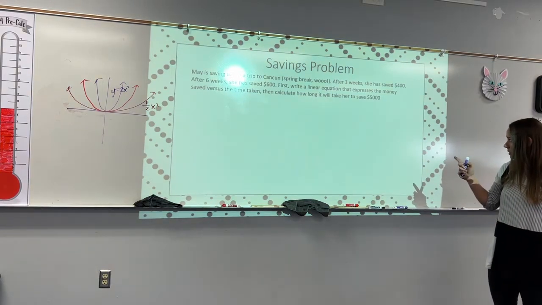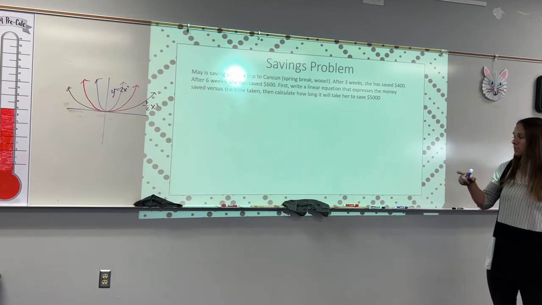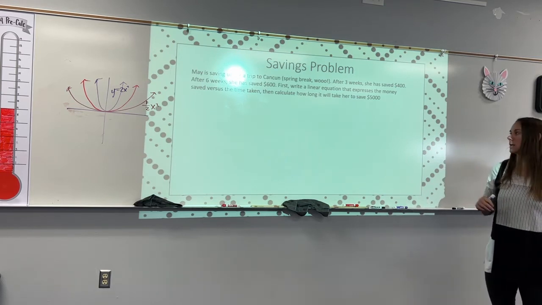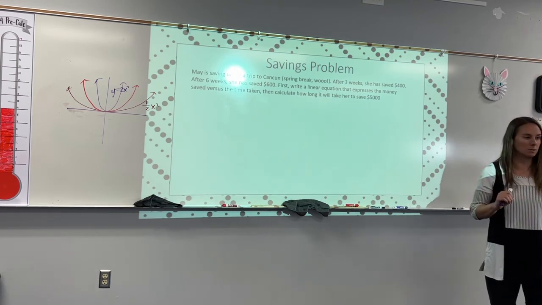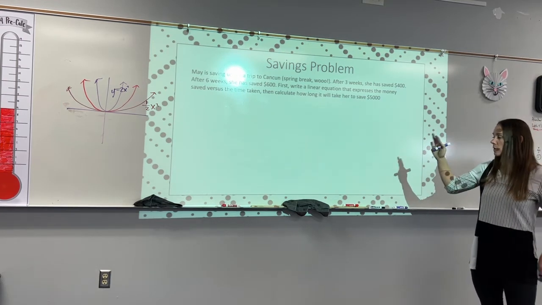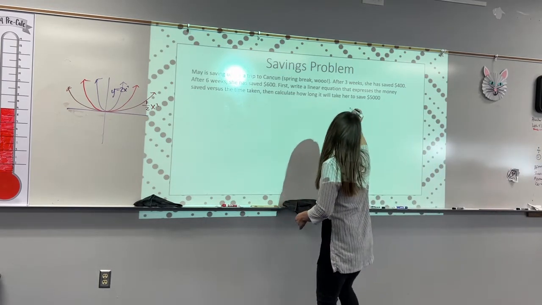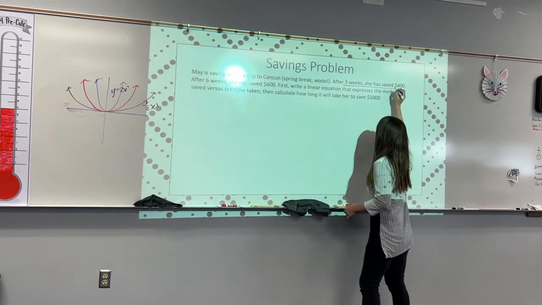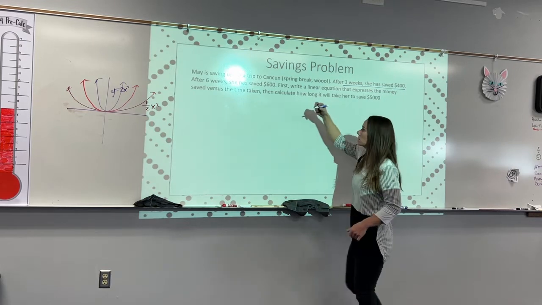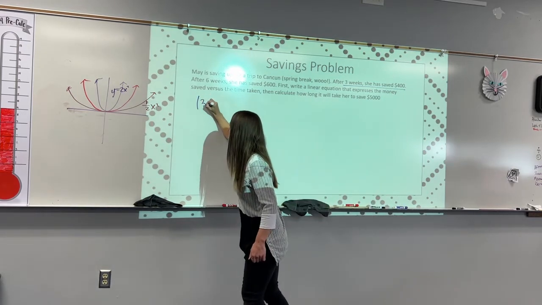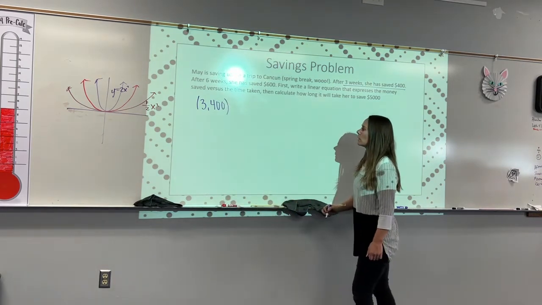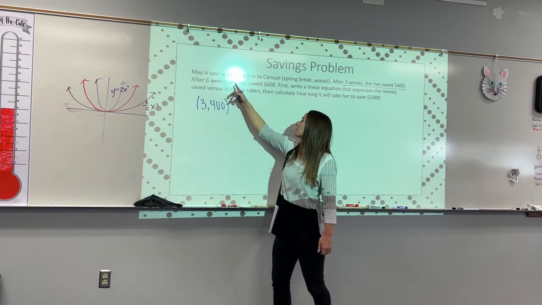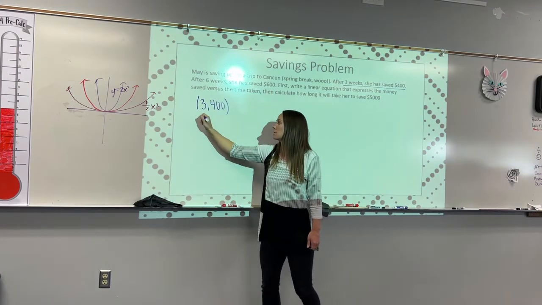First, you have to write a linear equation that expresses the money that she's saving versus the time in weeks that it's taken, and then you're gonna figure out how many weeks it's gonna take her to save $5,000. The reason I said don't write down the problem is because we can just write these as coordinates. So 3 weeks, $400, and 6 weeks, $600.